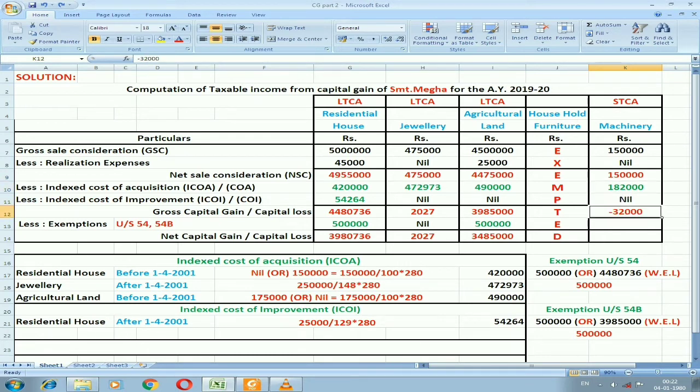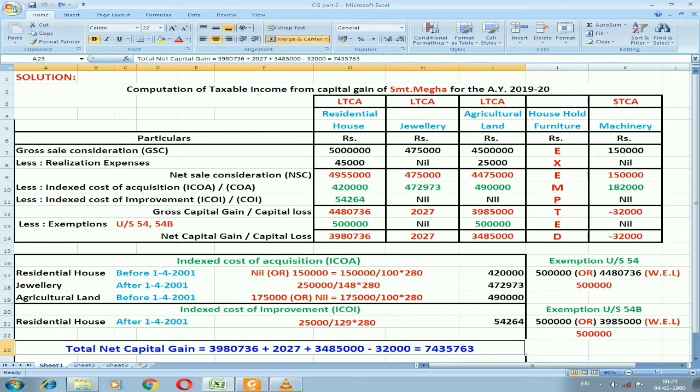Improvements will be nil. I'll get a negative value. If it is negative value, exemptions will be nil, even if they have made new investment. So total amount will be 32,000 as negative, that is loss. So if it is loss, we need to make a total.